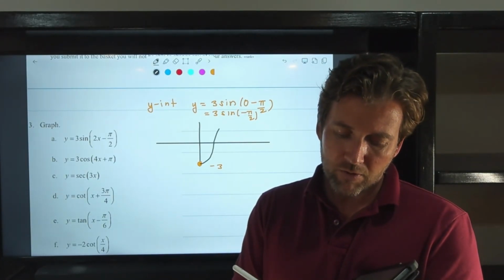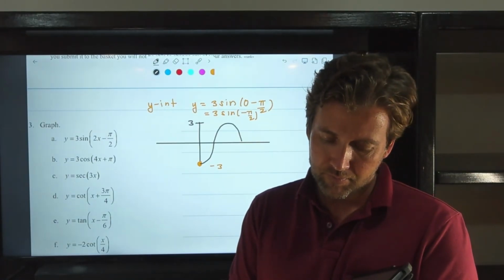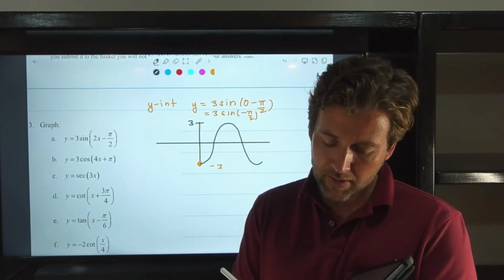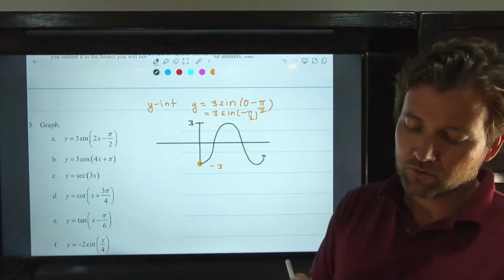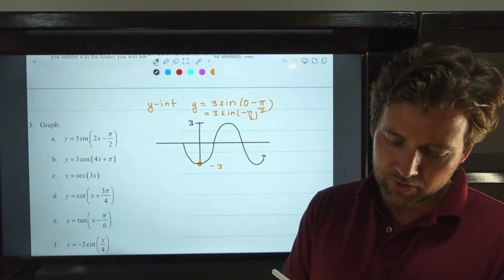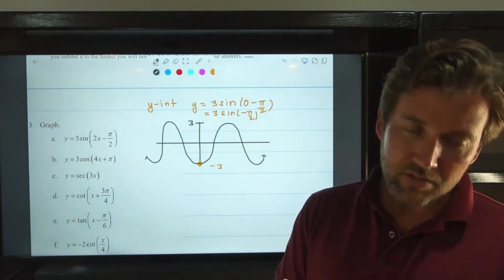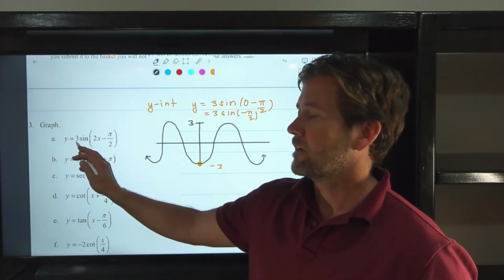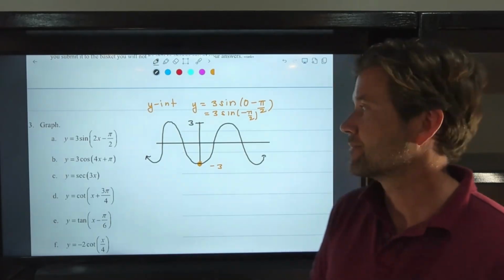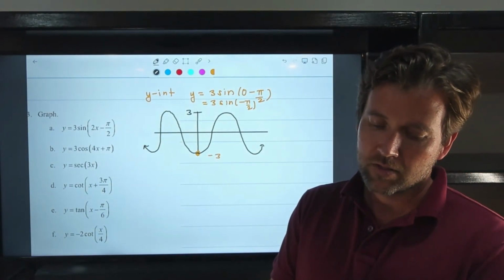And we know the relative max is 3. We're going to go down and back up. Now that's a whole period I have drawn there. I'm going to go this direction. So even though this is a sine function with a shift and a change in the period and an output stretch, it actually looks like the cosine function.